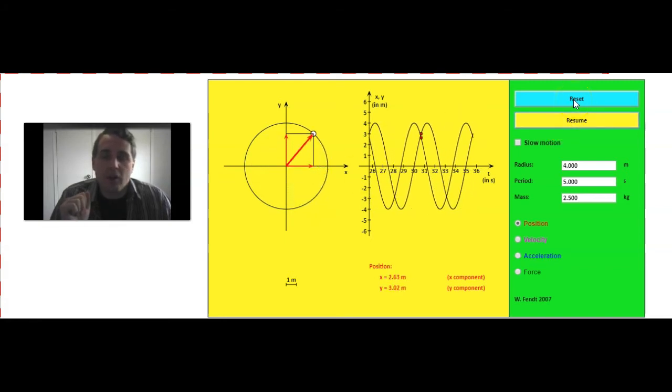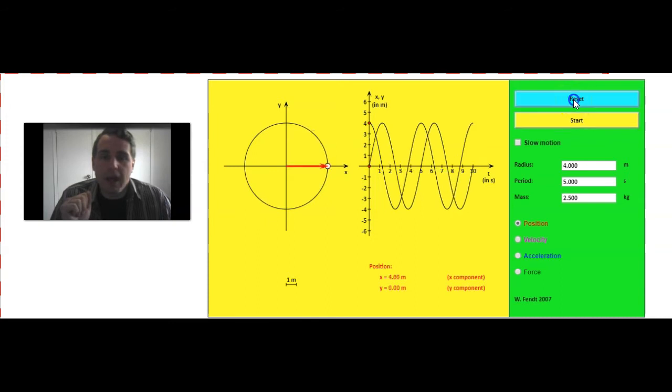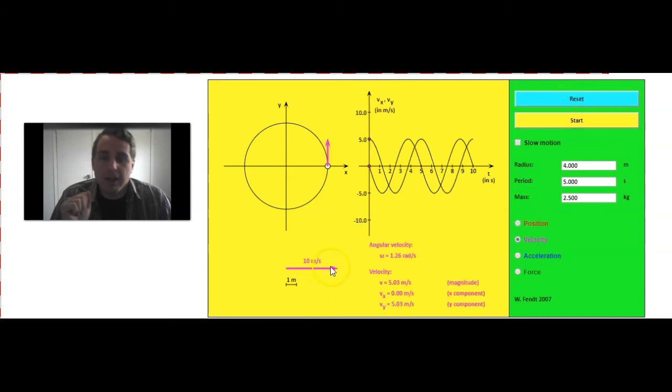Then let's also say what happens to the velocity. Well, if the radius is twice as much, notice that the angular velocity is the same as our basis case, 1.26 radians per second. But the linear velocity, that is the tangential velocity, is twice as much as it was before.